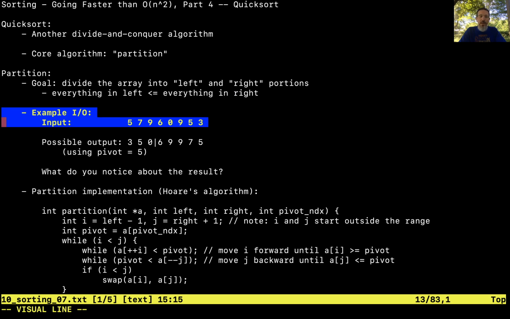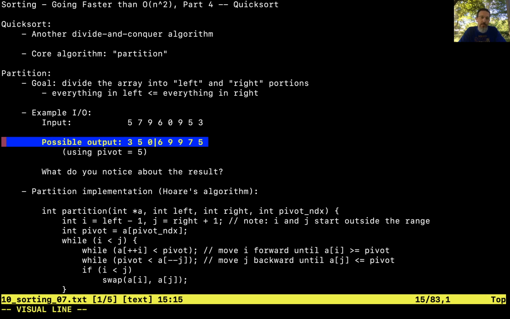But here's an example for what partition looks like. If the input to our partition algorithm looked like this, an array of length 8 with values 5, 7, 9, 6, 0, 9, 5, 3, then a valid running of the partition algorithm on this might look like the following.